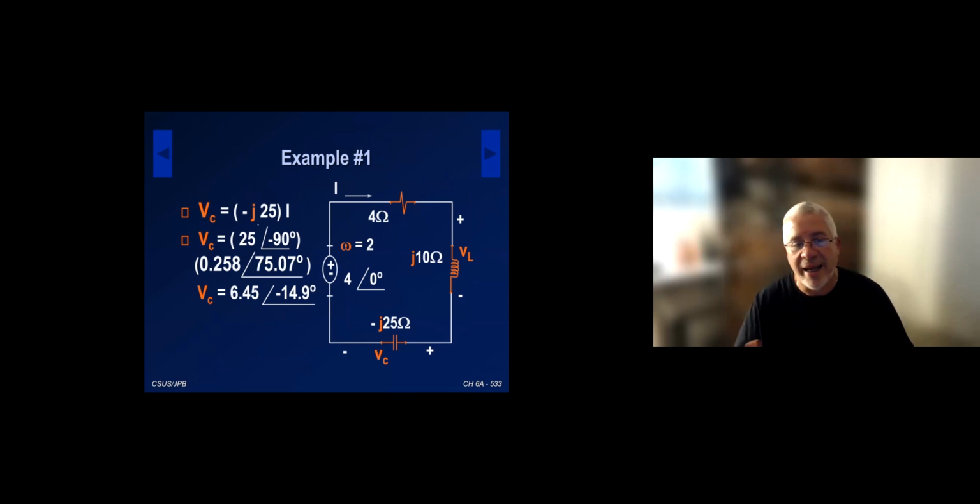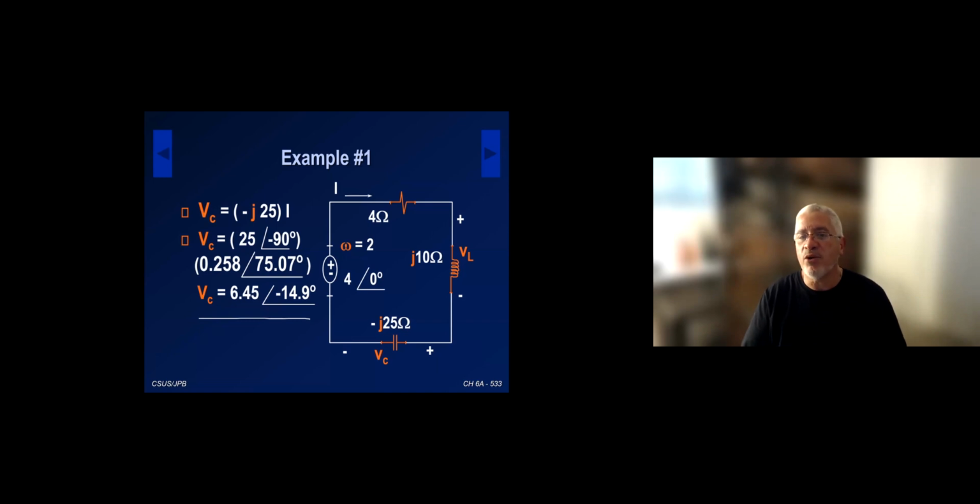And again, I can do the multiplication by converting each part to polar form. I expect you to use your calculator to do that, not to do all this conversion. And then we find the capacitor voltage in polar form. All right. So that's the solution of the circuit in phasor form.